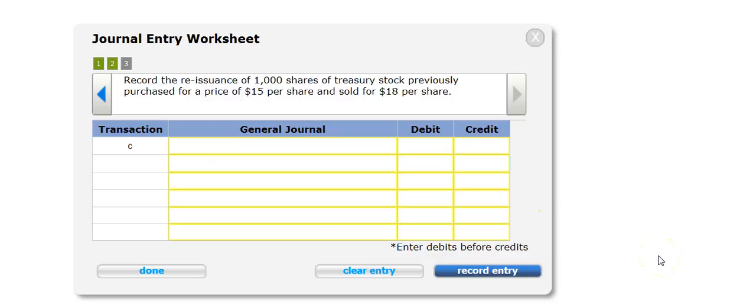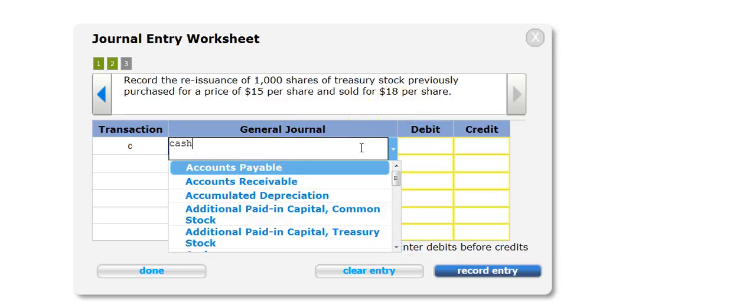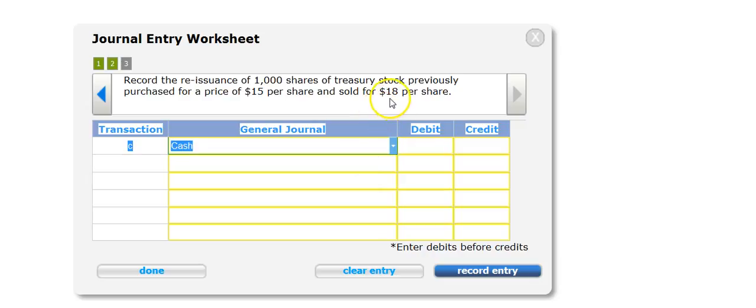In our third transaction, we are reissuing 1,000 shares of the Treasury stock we previously had purchased for $15 a share, and we're selling them for $18 a share. Purchased for $15, resold for $18. So let's debit cash for the amount we're receiving: $18 a share times 1,000 shares, or $18,000.